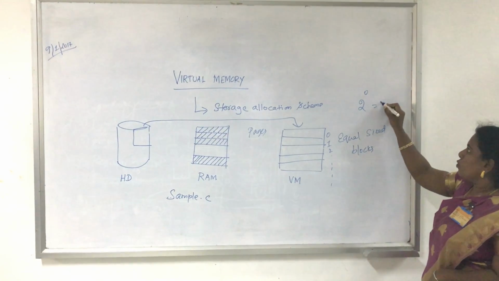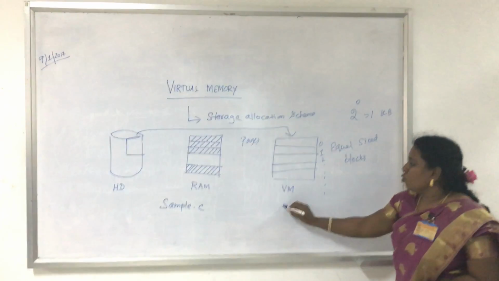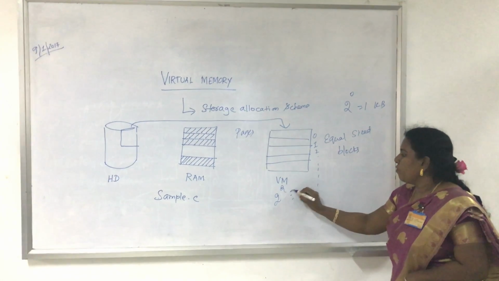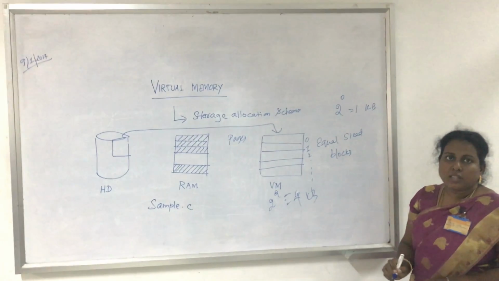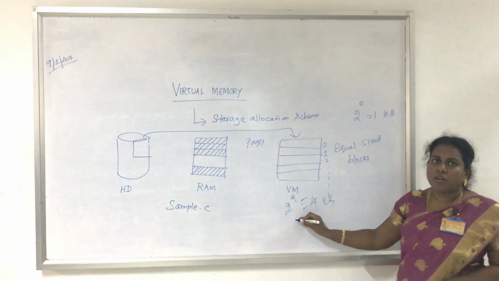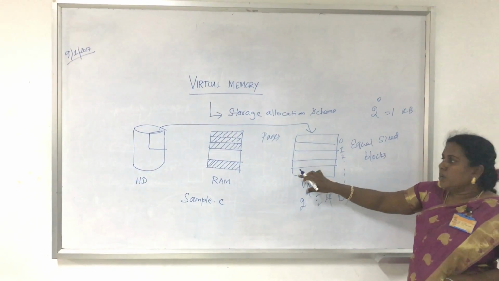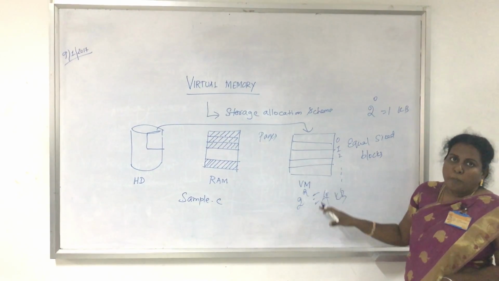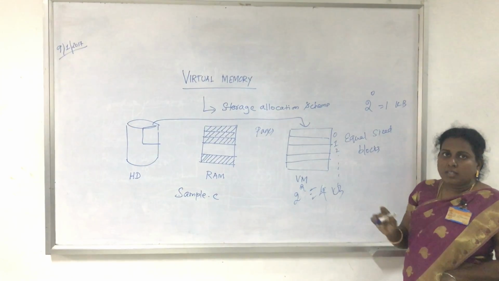2 power 0 means 1, so the size of the page is 1 KB. 2 power 2 means each page size is 4 KB. So the page size always varies in powers of 2. In this way, the given data in the program is split into a number of pages. Each block or page has the same size.